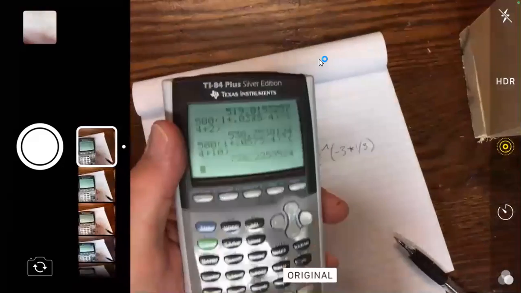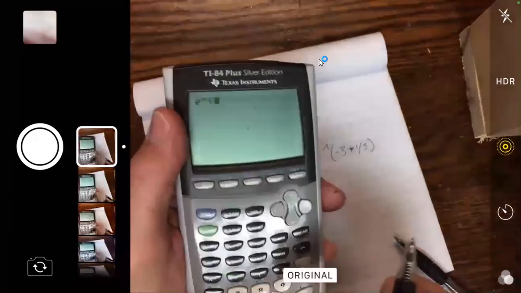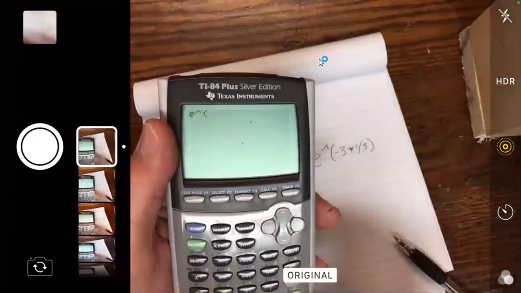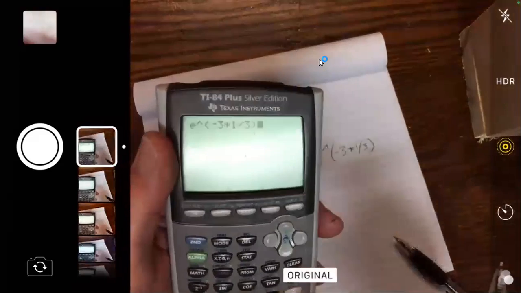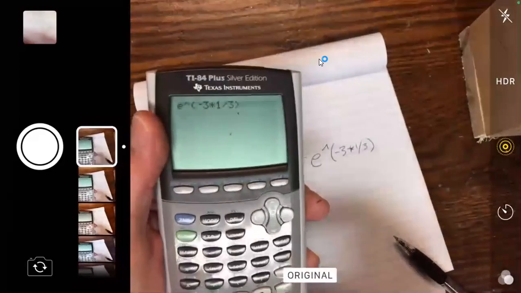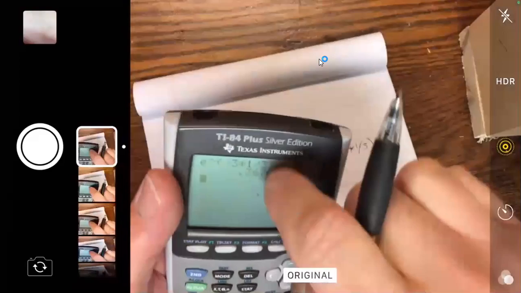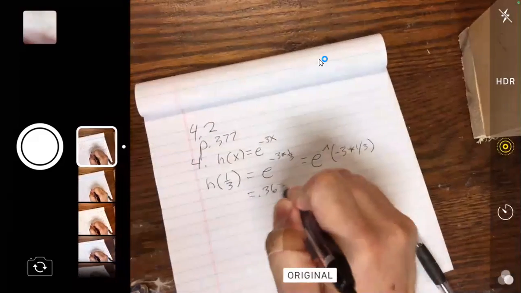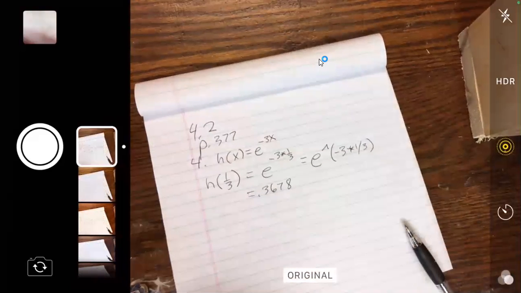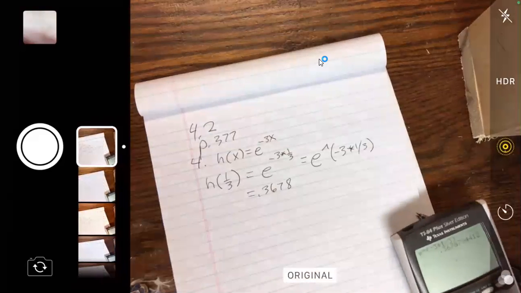Apologize. Let's see if I'm back. E, negative 3 times 1 divided by 3. E to the negative 1 in effect. 0.3678. Hopefully you should find this pretty straightforward.